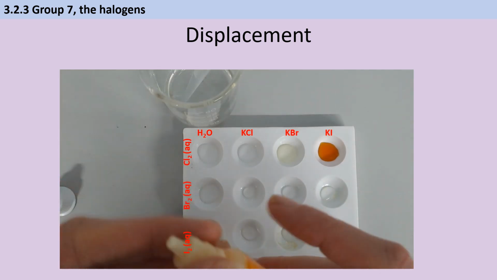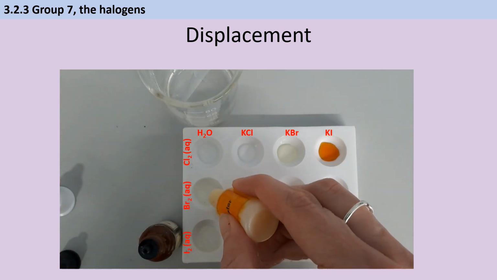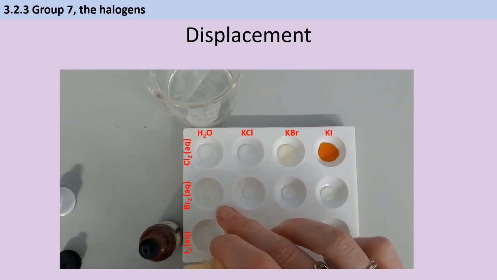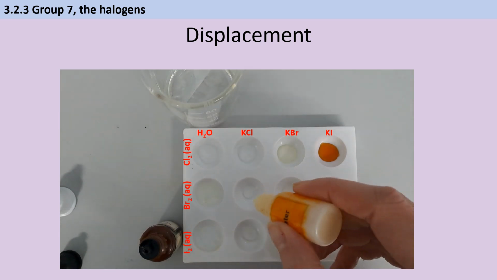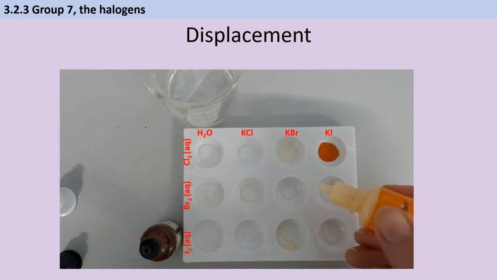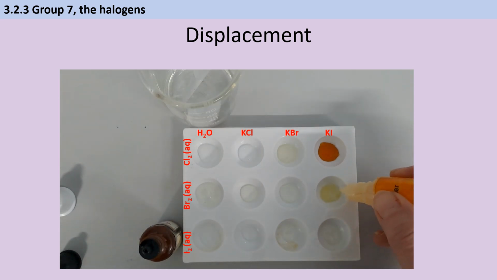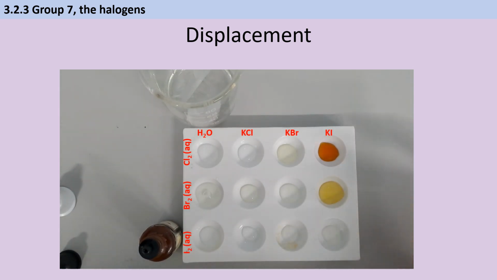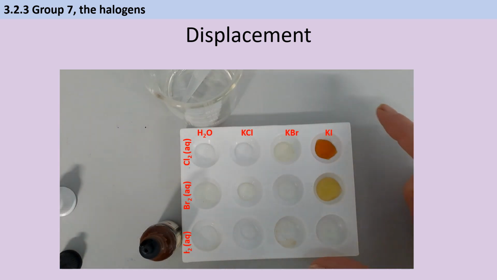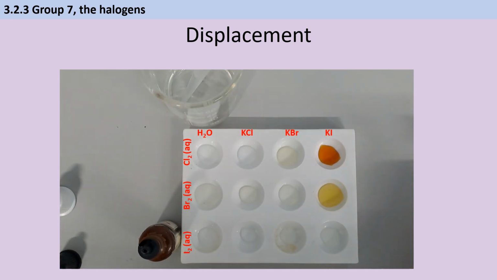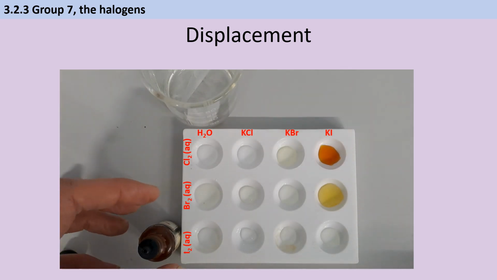So next we've got our bromine water. So I put a little bit just in the water to start with, so you can see it's got a very, very pale yellowy tinge to start with. Not a lot happening with the potassium chloride or the potassium bromide. But again, when we add it to the potassium iodide, we do see a difference. It doesn't look the same as our control, so that tells us that a reaction has happened and the bromine has managed to displace the iodine from the potassium iodide.